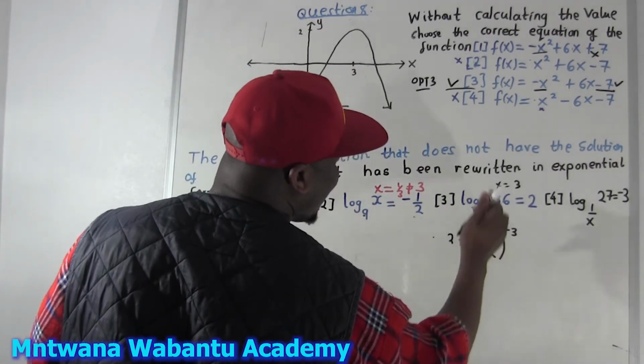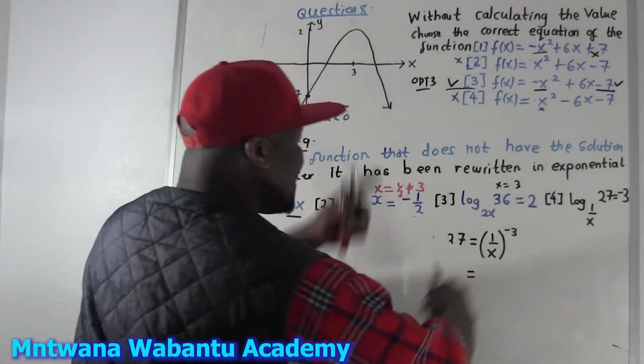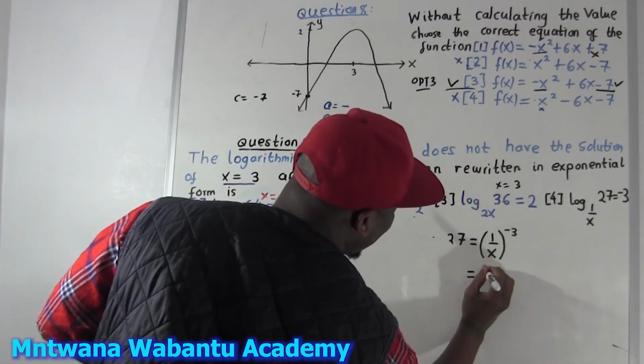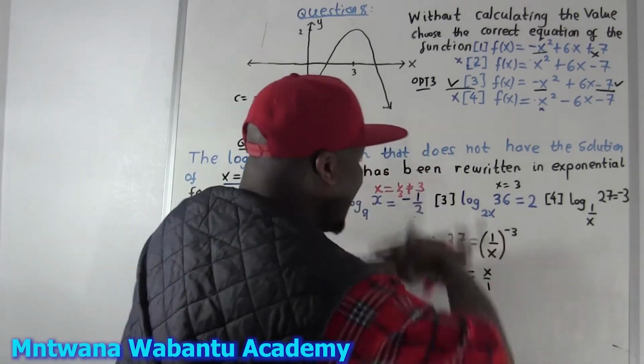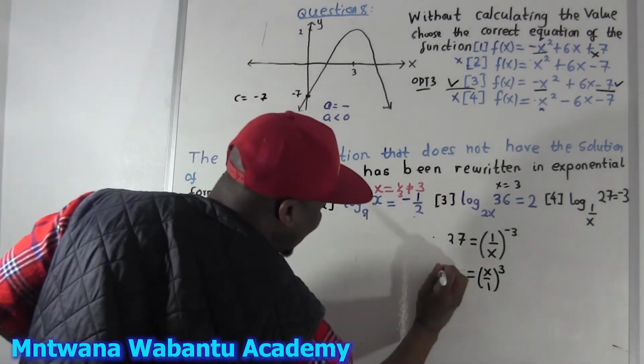You see this negative, right? If you reciprocate, you flip them. So let's reciprocate, this is going to be x, and then 1 comes at the bottom. Flip them, and then this is going to become positive. And then this is 27.